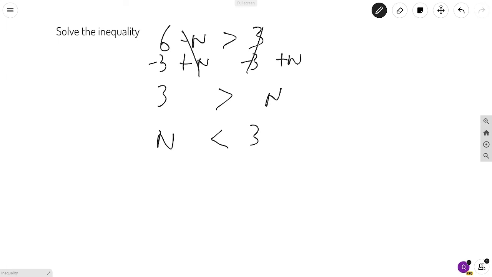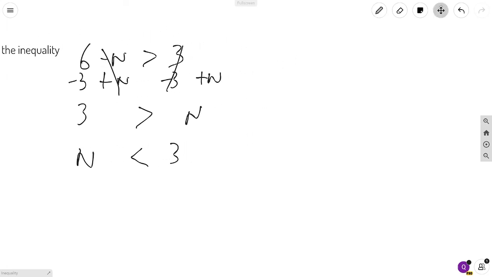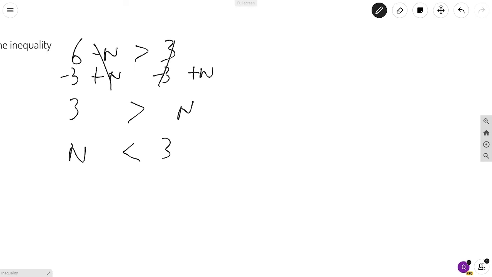Now what we need to be careful about in this type of problem is this. Let's say we started with the same inequality, 6 minus n is greater than 3. But let's say in this case we decided to collect the n terms where they are negative. So that's on the left hand side. So we move the number terms to the other side. That's minus 6 on the left hand side. We have to do the same thing on the right hand side. That would leave us with negative n on the left hand side is greater than negative 3.